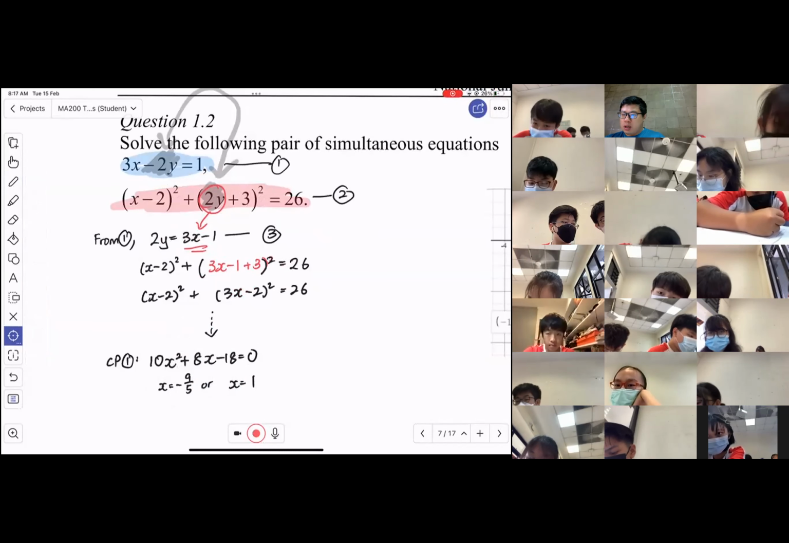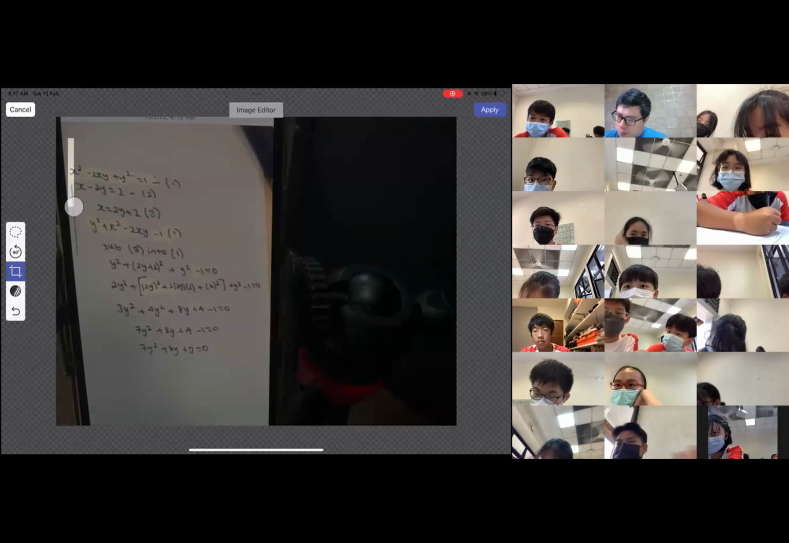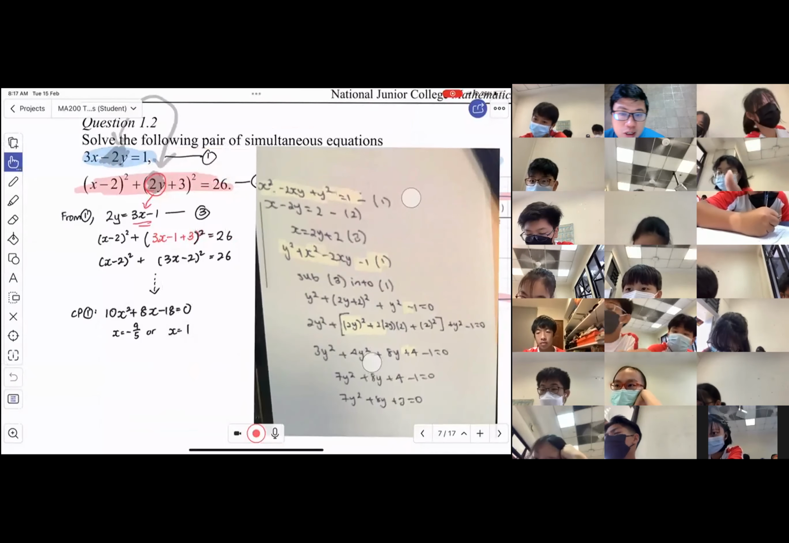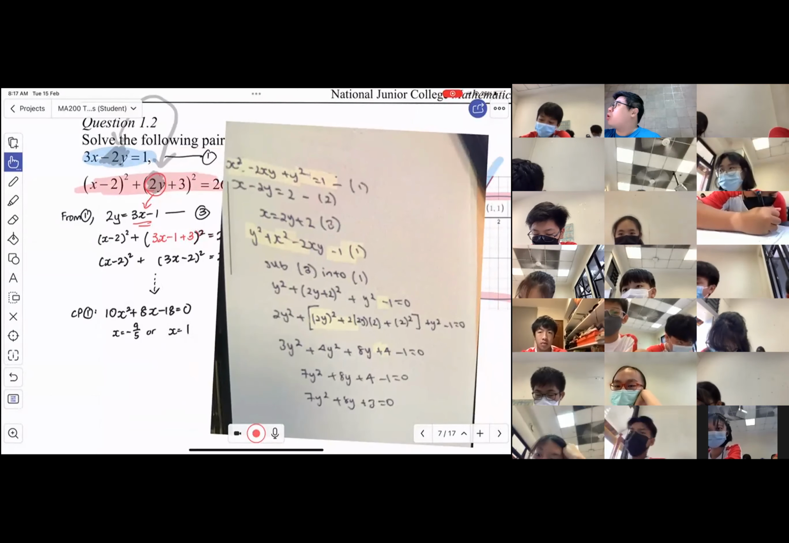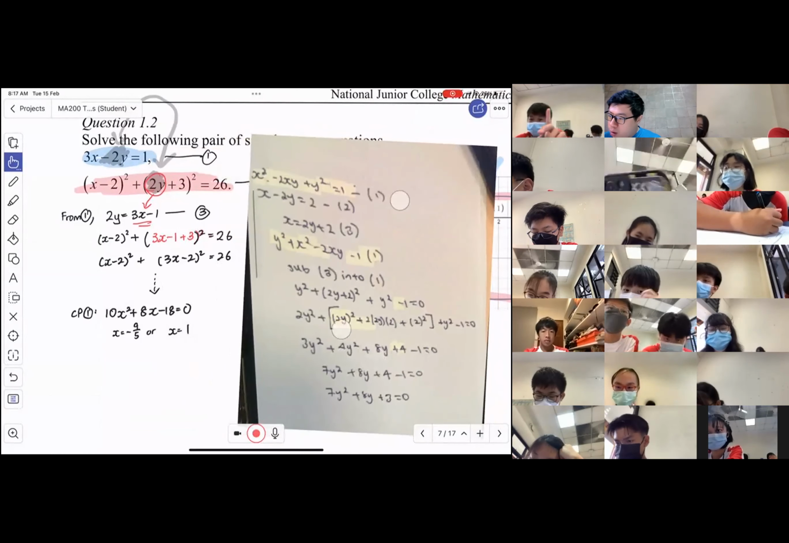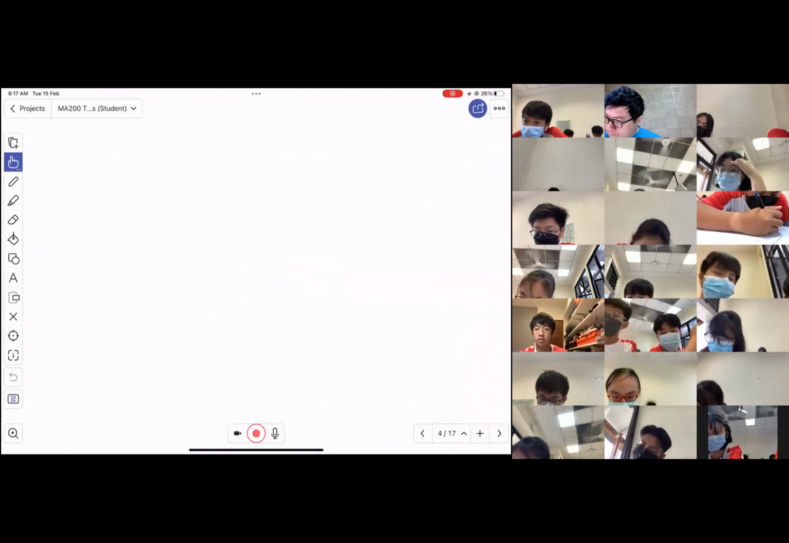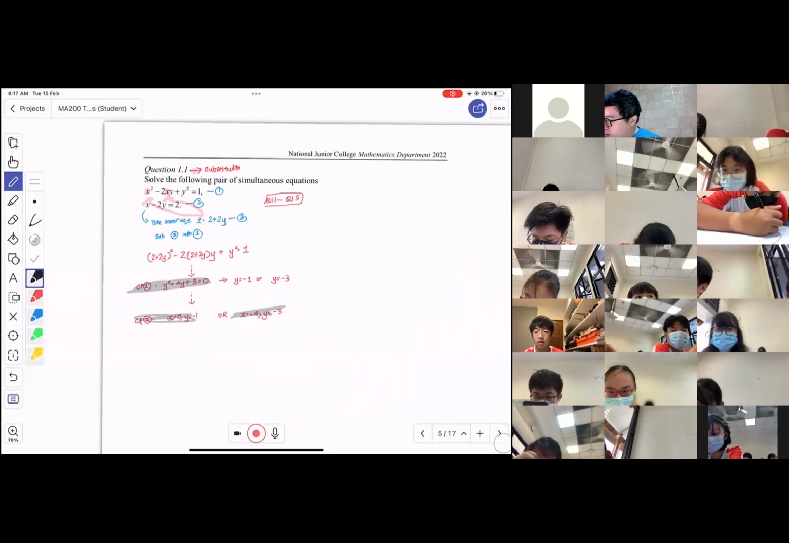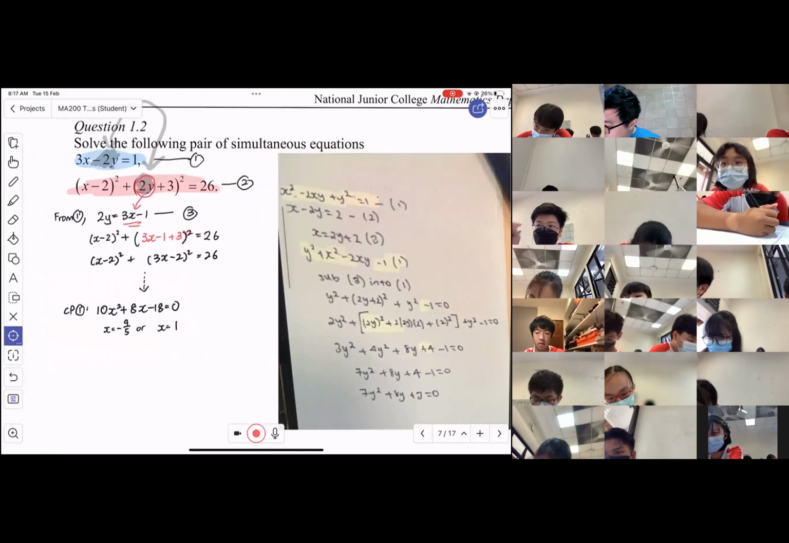Another student asked about this. Very quickly, I check x squared. Sorry, what question is this? Don't mind that I ask. Is this question 1.3? Is it 1.1 or 1.3? 1.1. Okay. x squared minus 2y squared.